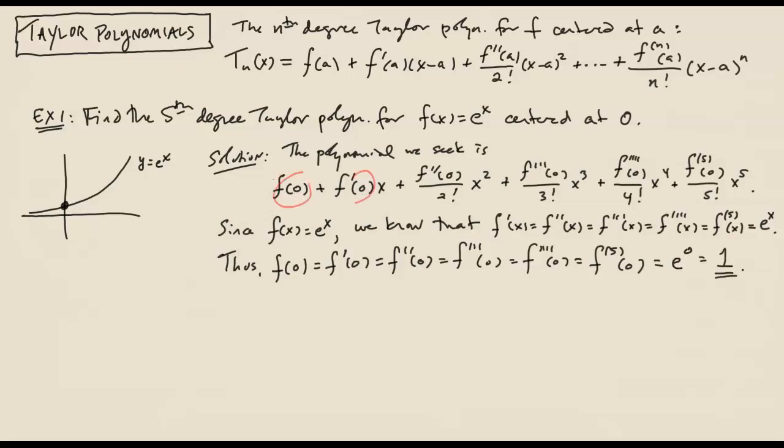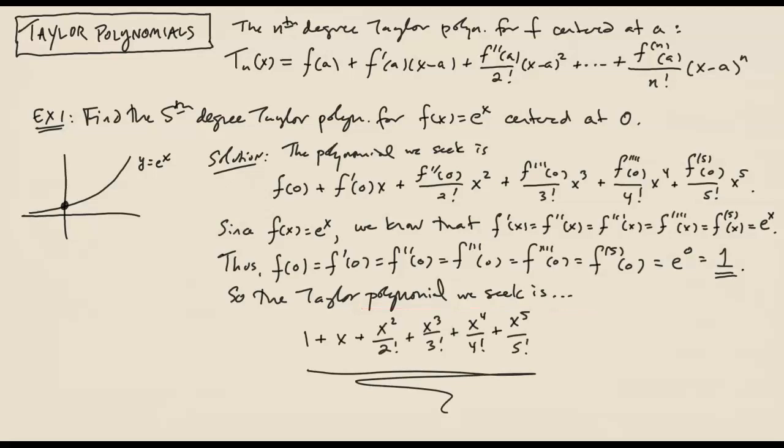That means all of these various expressions up here can be replaced by 1s. So the Taylor polynomial we seek is this guy right here. And we're done. Of course, if you like, you could change these into the actual numbers. That's a 2, that's a 6, that's a 24, and that's 120. But let's leave it like this because it shows the pattern so clearly.